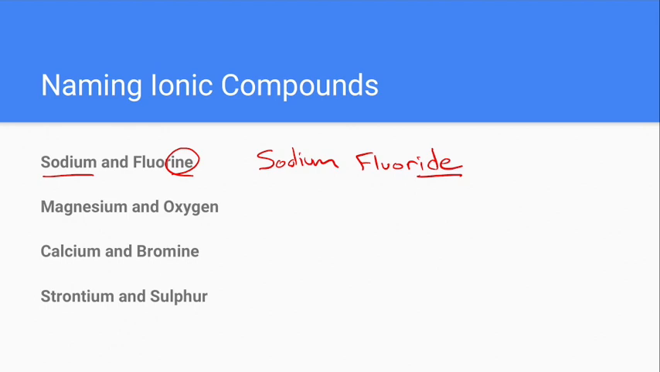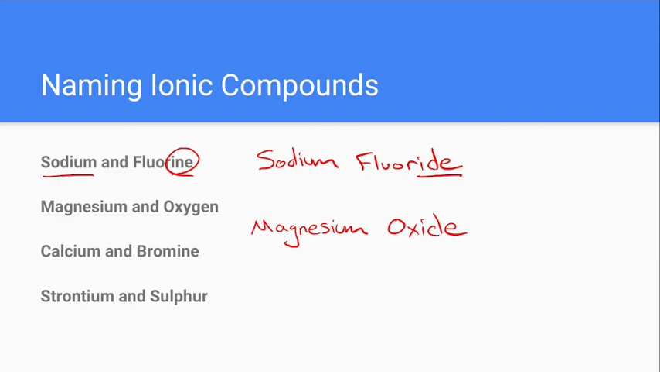If magnesium and oxygen combine to make an ionic compound, well, we know that magnesium is a metal and it's going to be a positive ion, so it's going to go first. So magnesium. And oxygen is going to be the negative ion, and because it's the negative ion, we're going to replace the end with ide, IDE. So magnesium oxide, magnesium oxide.